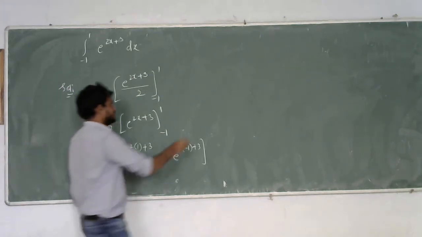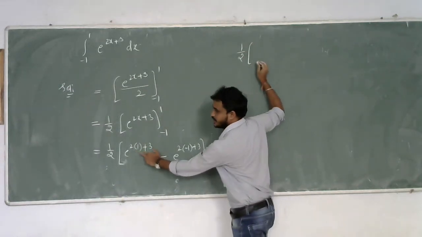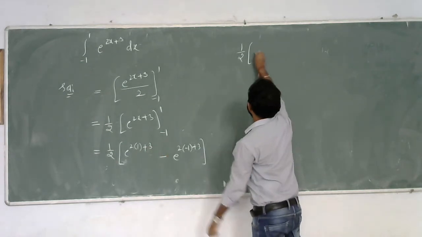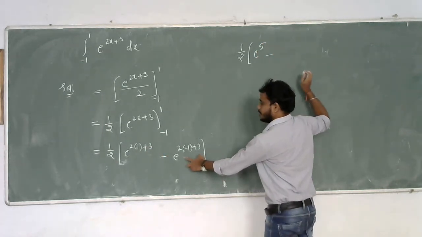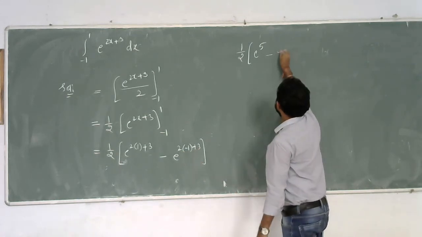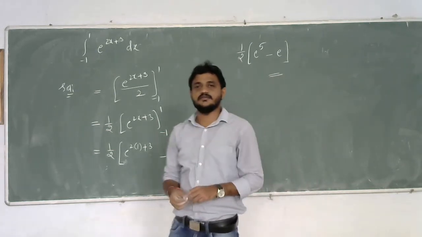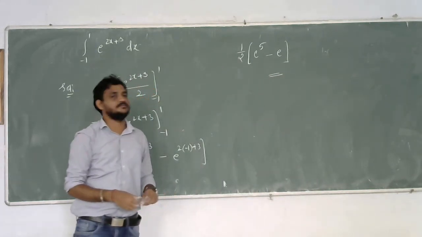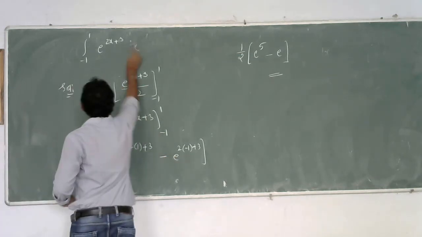Then simplify it. Here 2 into 1 is 2, 2 plus 3, so e to the power of 5, minus, here minus 2 plus 3, that means 1, so e to the power of 1. So that is the integral of the given function: e to the power of 5 minus e. Right? Let us see one more problem.